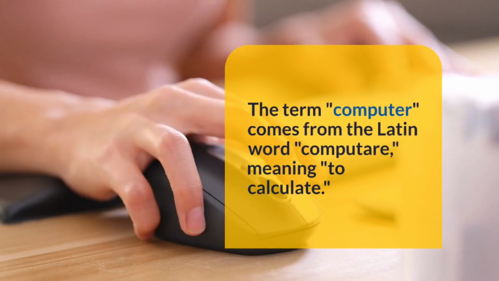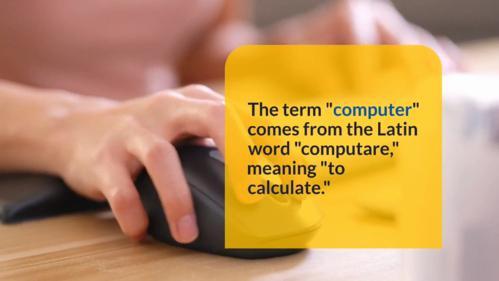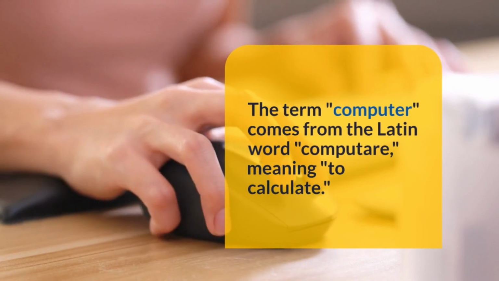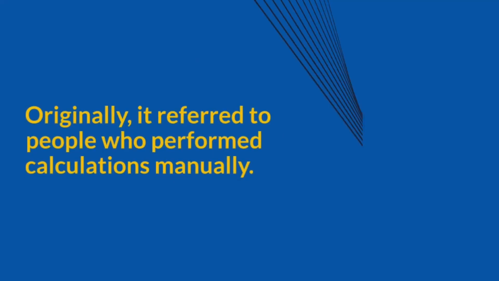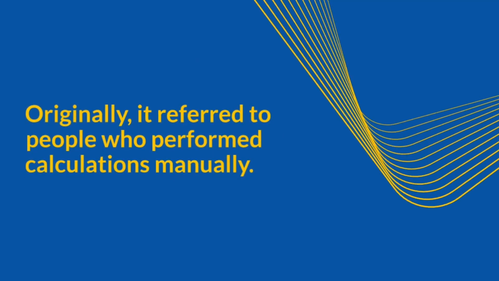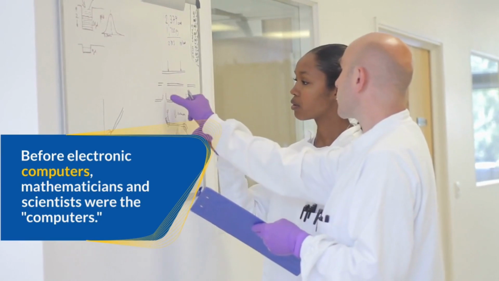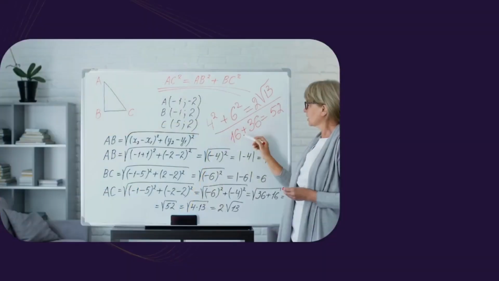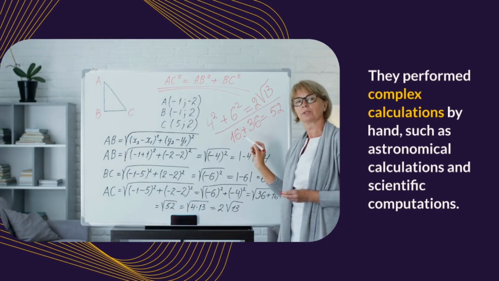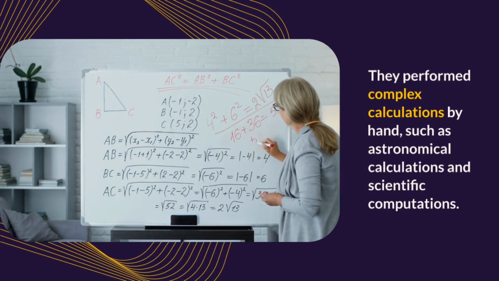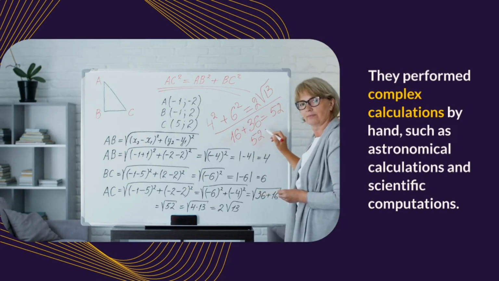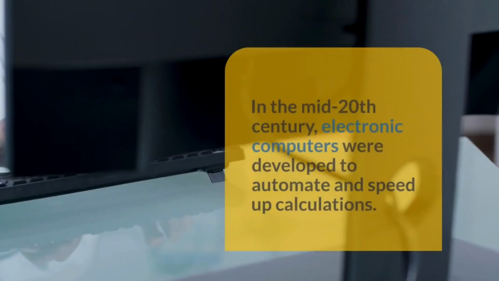The term computer comes from the Latin word computare, meaning to calculate. Originally, it referred to people who performed calculations manually. Before electronic computers, mathematicians and scientists were the computers. They performed complex calculations by hand, such as astronomical calculations and scientific computations.